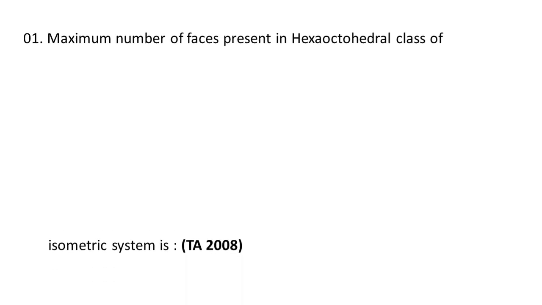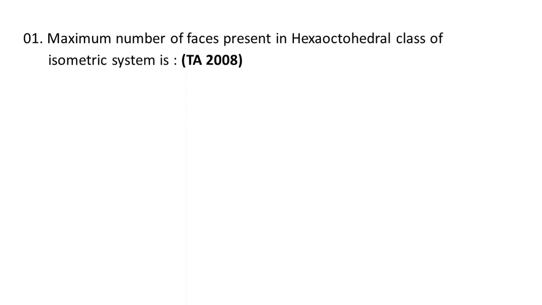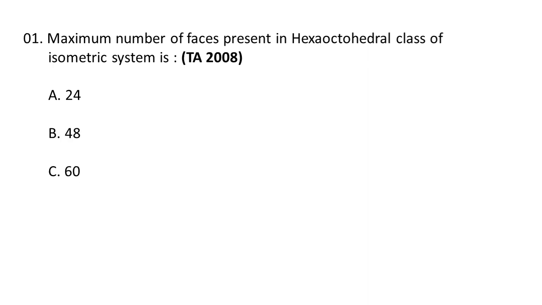Maximum number of phases present in hexoctahedral class of isometric system is, the choices are A 24, B 48, C 60 and D 80. So the correct option is B 48. The hexoctahedron in the isometric system has 48 phases, and the isometric system is also known as a cubic system. It contains many crystal forms with complex configuration. So the maximum number of phases present in the hexoctahedral class of isometric system is 48. B is the correct option.